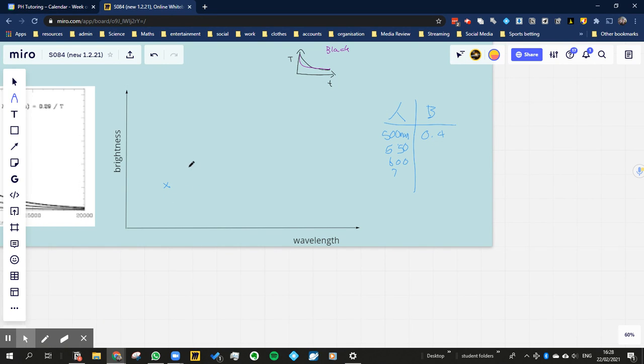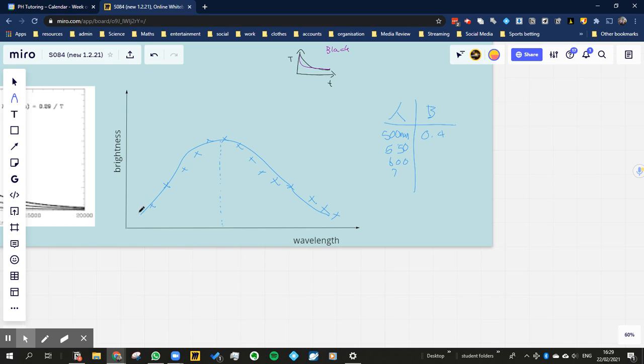Loads of different wavelengths and loads of different brightnesses, and we keep plotting these points, and we notice that it makes this sort of shape. Okay, so it does that. And so we say, okay, that's how much brightness it gives for this wavelength. That's how much brightness it gives for this wavelength. And the wavelength that produces the most brightness would be this one down here. Okay. So, how hot was that object? Maybe it was, I don't know, whatever temperature it was.